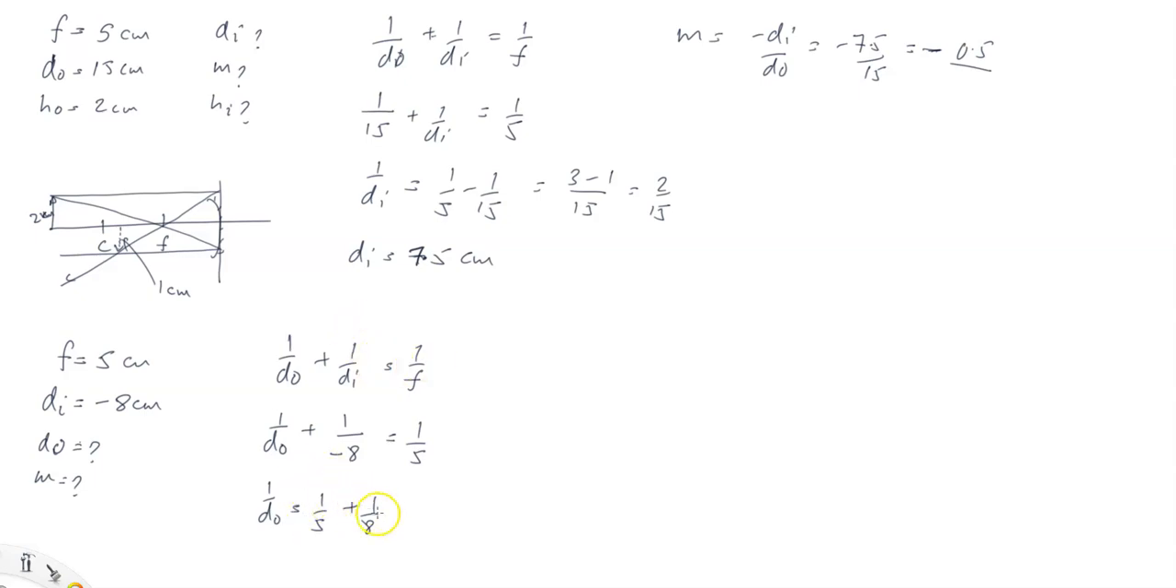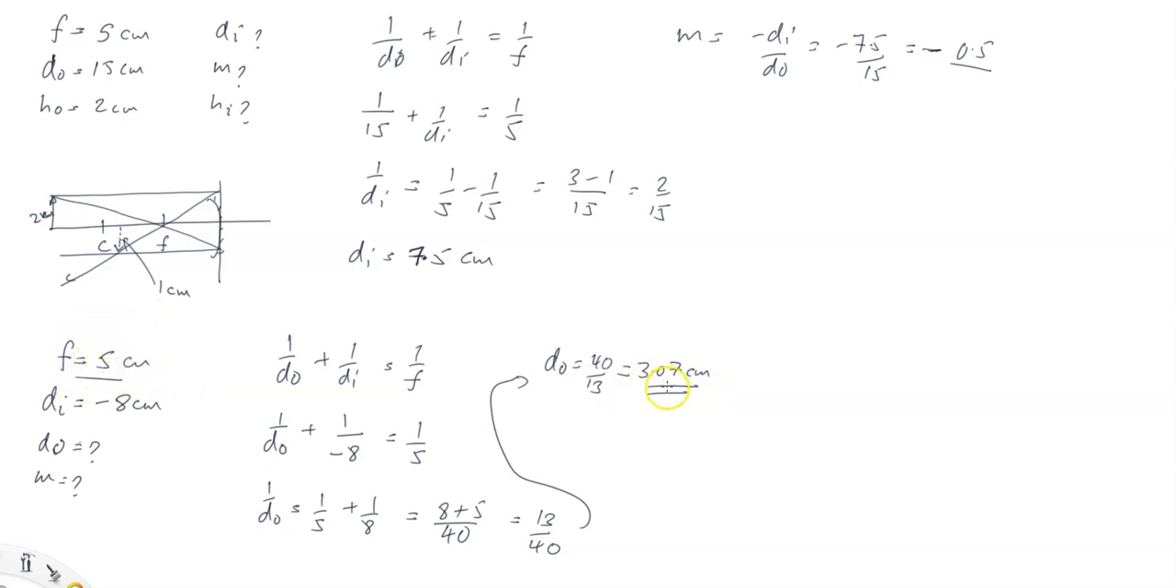Alright, so we are here. This 1 over negative 8 became positive when you took it to the other side. So now we have a common denominator, looks like 40. So 5 times 8, 8 times 5. So we have 13 over 40. So dO equals 40 over 13, which is 3.07 centimeters. And yes, it is inside the focal length, right?